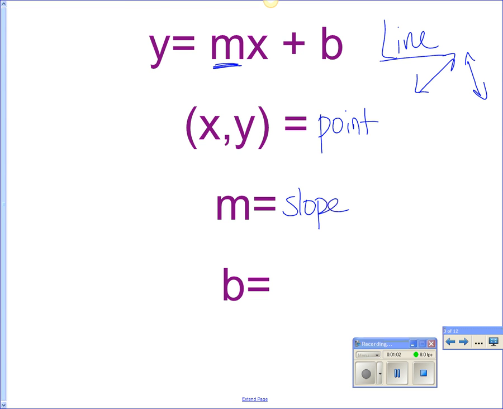So M is slope. And B stands for your y-intercept. Please write both of those so you can put SV for the short. So SV is your starting value, and it's your y-intercept. They're called both of those, so you have to know both of them.